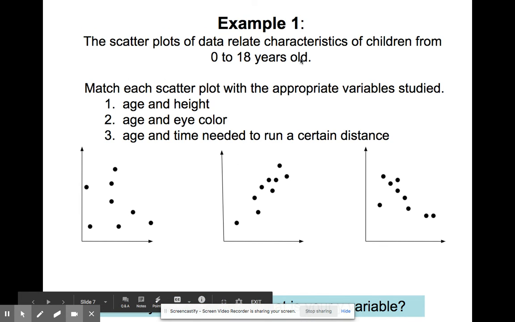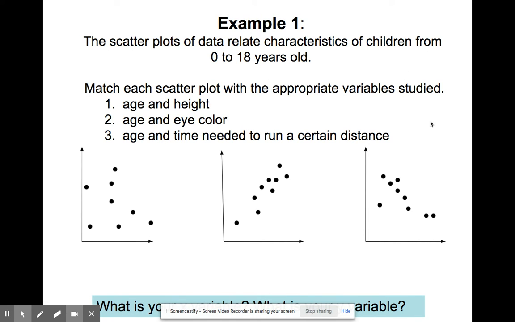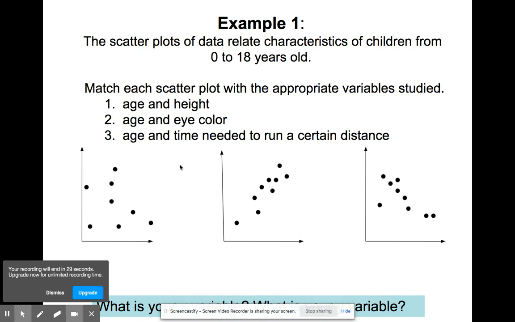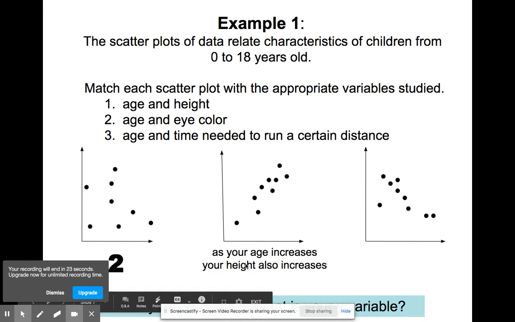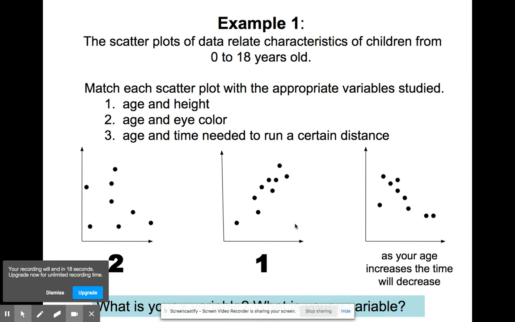A scatter plot of the data related to characteristics of children from 0 to 18 years old. So match each scatter plot with the appropriate variables studied. So number one, age and height. Is there a correlation between your age and how big you get, right? Well, I'm hoping you're thinking, the older you get, the taller you get, so there's going to be a positive correlation to that, right? As your age increases, your height also increases. Age and eye color, no, we're not going to have a correlation between that, right? There's not going to be any correlation, so that would go here.